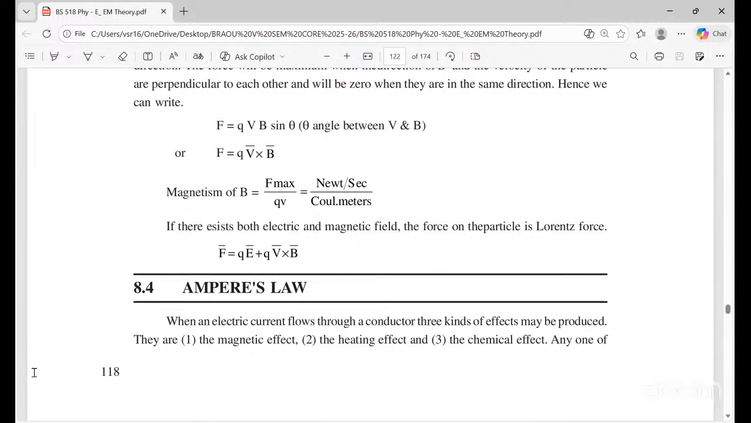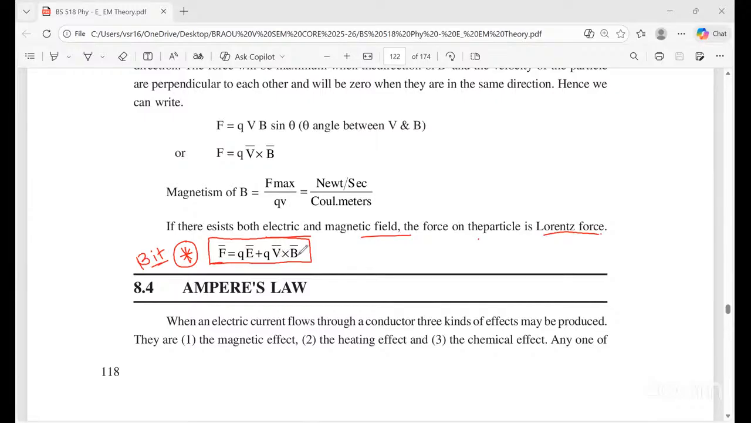So both the electric field and the magnetic field need to exist if you want to calculate the F value on the particle. This is the Lorentz force. What type of force is it? Most important. This is the equation for the Lorentz force.